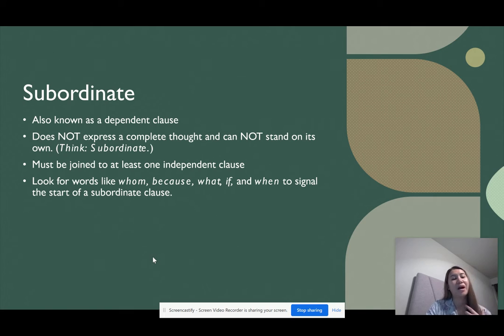Same thing with this clause. It must be joined to at least one independent clause. So that's why it's dependent. It needs another group of words so it can stand on its own, because again, it does not have a complete thought or meaning. Look for words like whom, because, what, if, when to signal the start of a subordinate clause. These words, these conjunctions, are part of your subordinate clause.